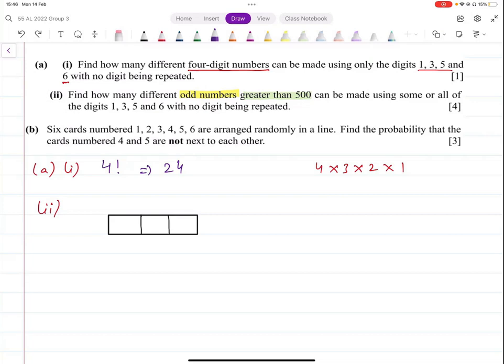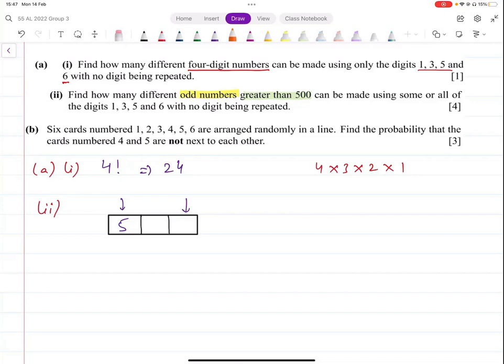So let's say it was 5. If we put 5 here, let's consider this case. What can you have as the second digit? For the second digit there's no condition, it could be anything. But there's a condition on the last digit, and that is that it should be an odd number. For any number to be odd, the last digit should be odd. So in the last digit you can only put an odd number.